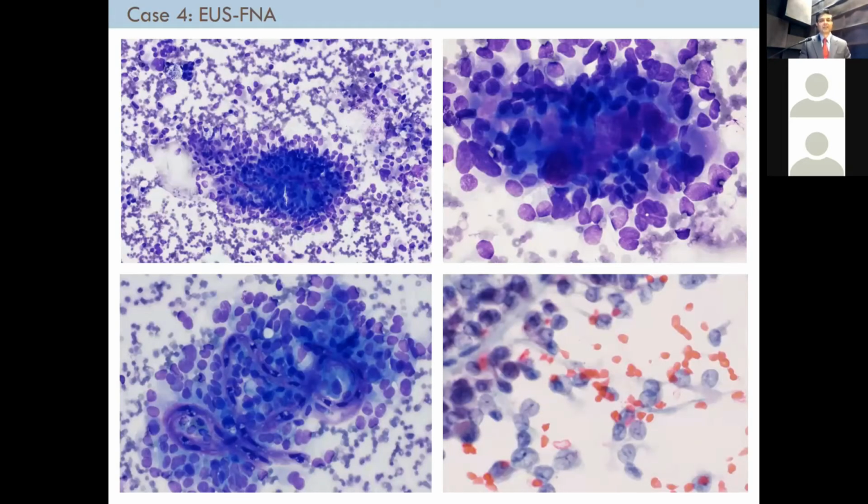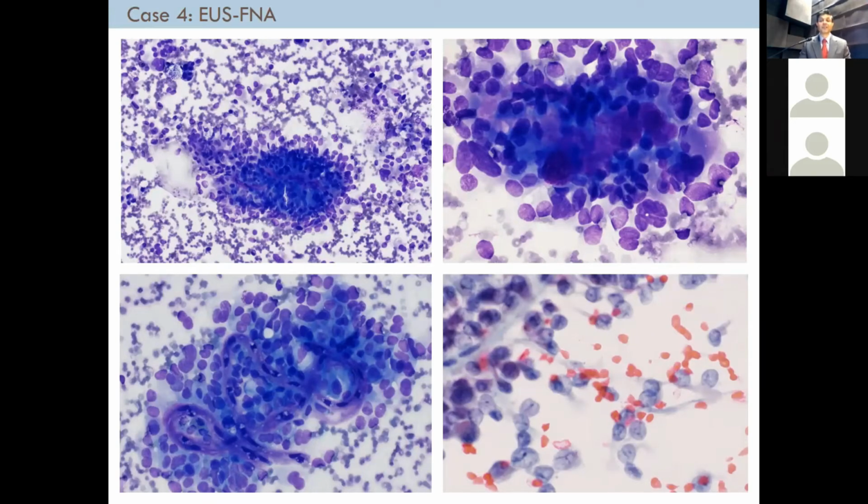The cytological preparations, as you can see over here, show these very characteristic papillary-like structures with very delicate vessels passing through their center. These vessels appear to be lined by multiple layers of these cells. Also seen are other types of clusters which show a core of metachromatic hyalinized matrix material.